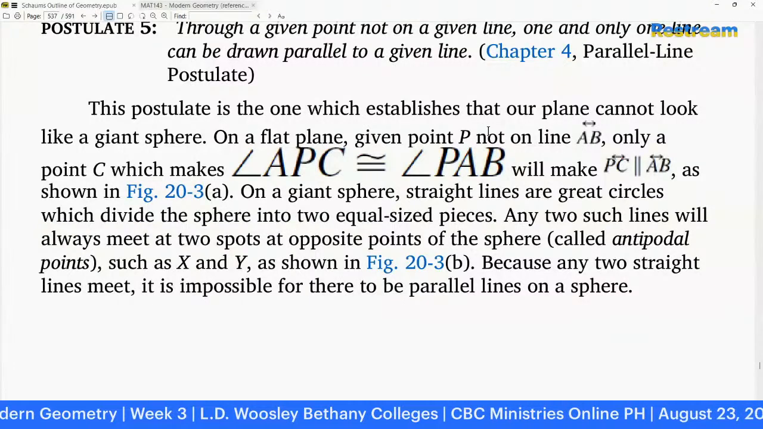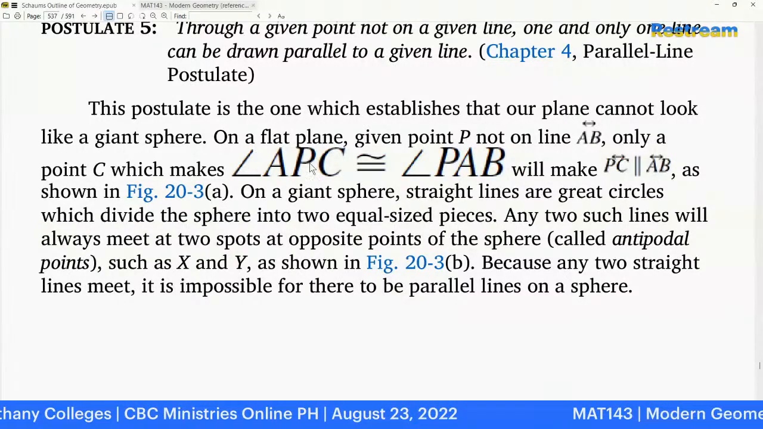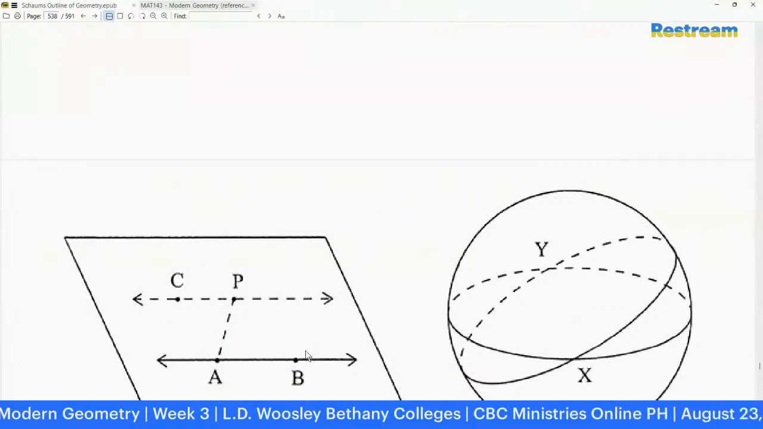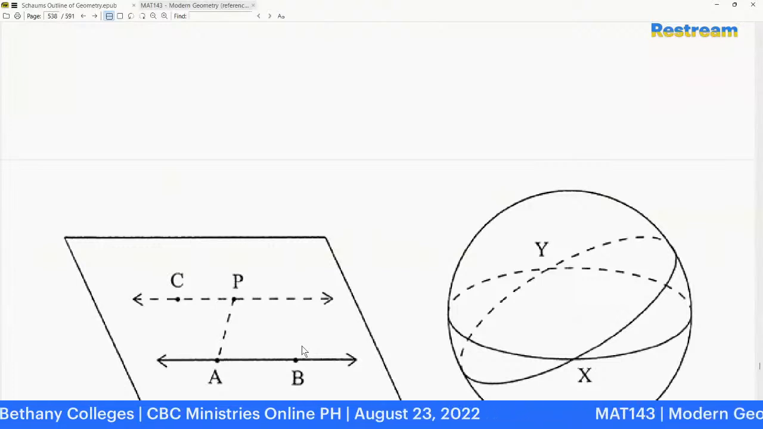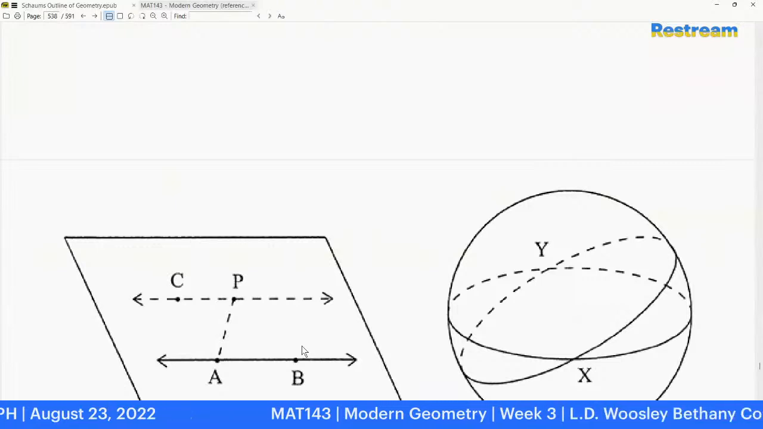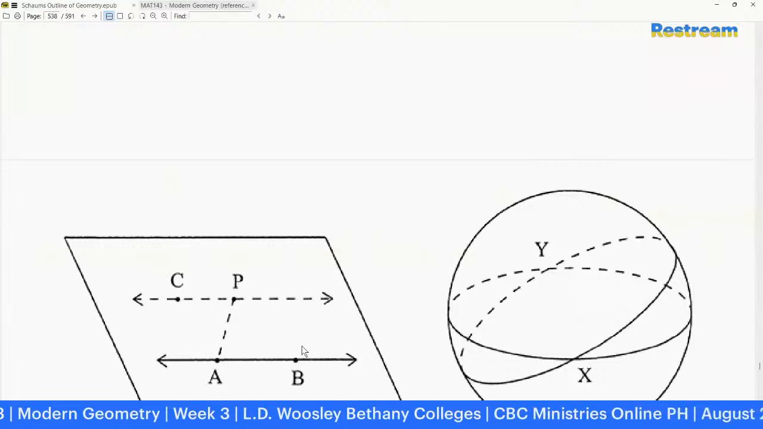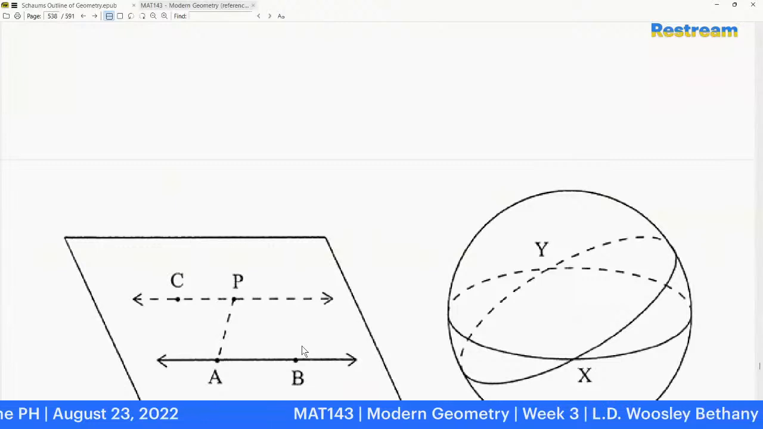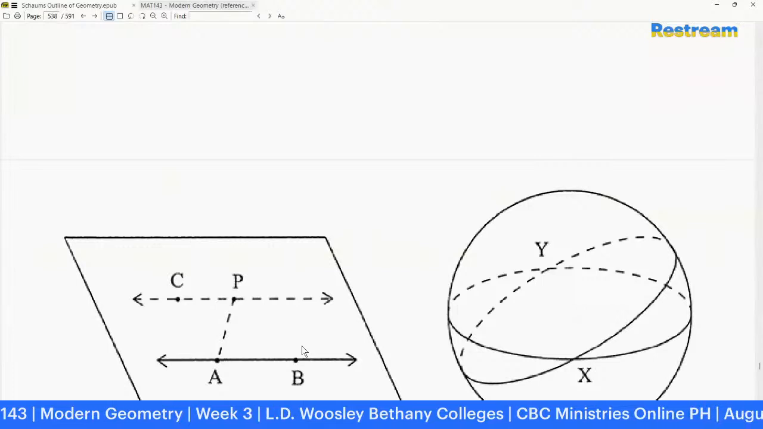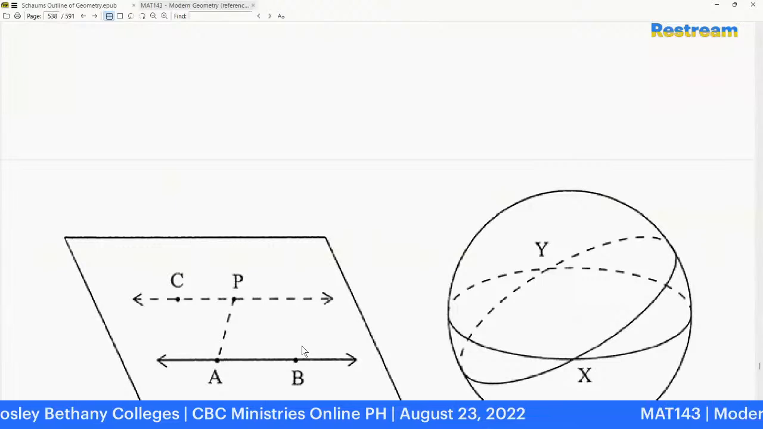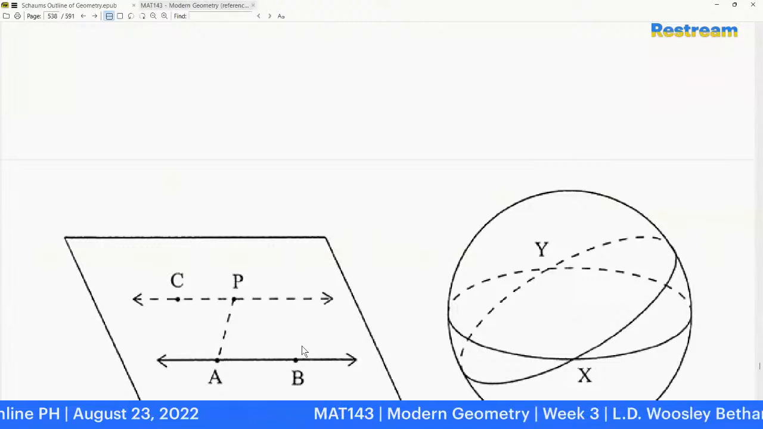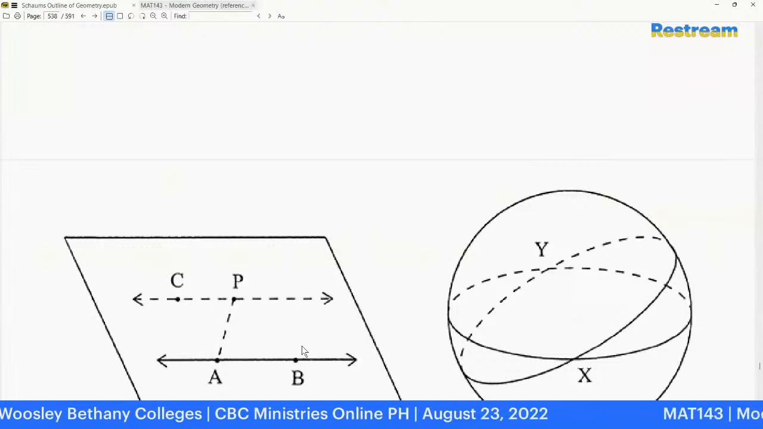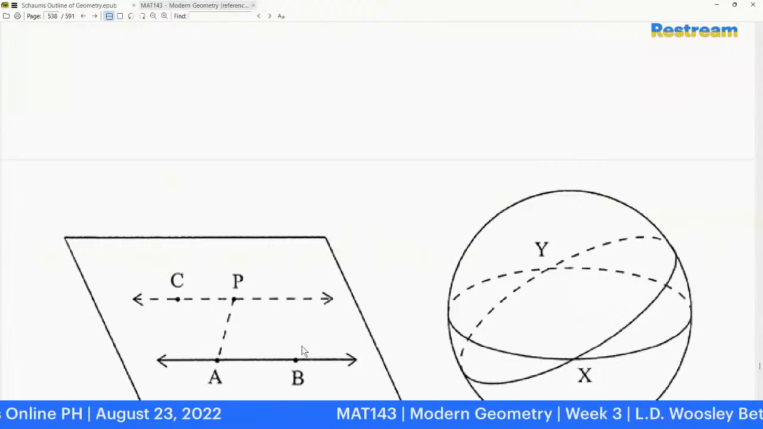On a flat plane, given point P not on the line AB, only point C will make angle APC congruent to PAB. Right? Can you still recall what that is? A transversal line in parallel lines could produce, what do you call the CPA and the PAB, Micaela, Aisel, and Gillian? The transversal line PA cuts through the parallel lines, so what does it produce? Yes, two alternate interior angles that are congruent.